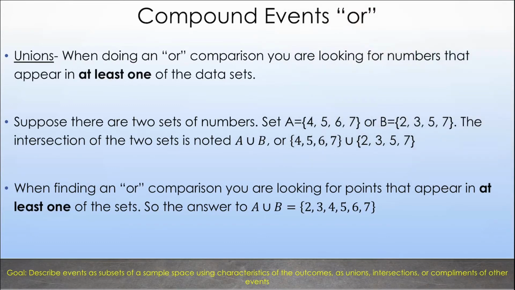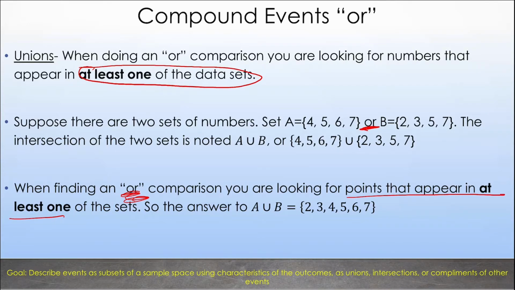Compound event "or." When doing an "or" comparison, you're looking for numbers that appear at least once in the data sets. So suppose there are two sets of numbers. Set A: 4, 5, 6, and 7, or B: 2, 3, 5, and 7. The two sets are noted as A union B, or 4, 5, 6, 7 union 2, 3, 5, 7.